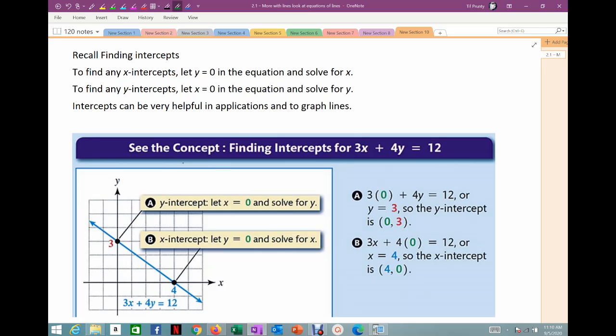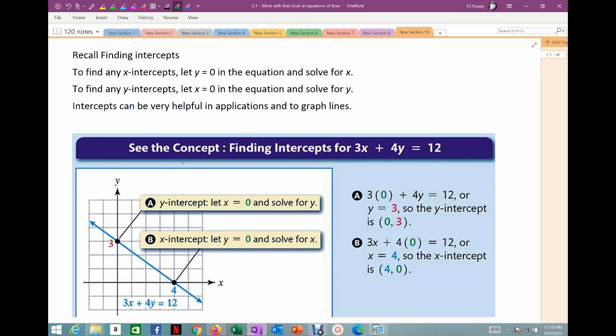We found intercepts there, the x-intercept there, the y-intercept there. Right, same thing, to find the x-intercept, you let y be 0 and solve for x. Right, it's where it crosses the x-axis. To find the y-intercept, you let x equal 0 and solve for y. Again, intercepts are important. That's kind of why we hit them over and over again. They help us graph. Often we want to find them for applications.